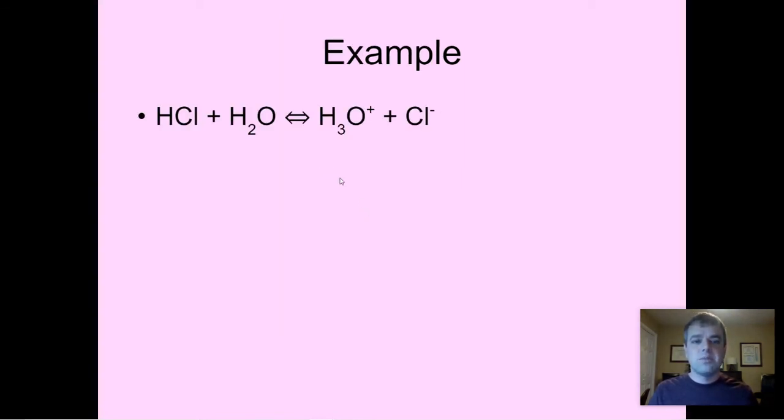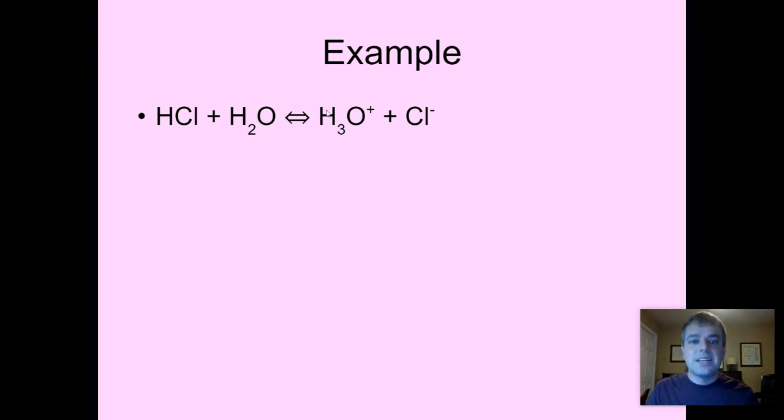So, as an example, HCl plus H2O makes H3O plus Cl minus. In this reaction, the HCl loses a hydrogen ion as the reaction proceeds to the right, while the water gains a hydrogen ion. So that would make the HCl the acid because it's losing the hydrogen, the water the base because it's gaining it.